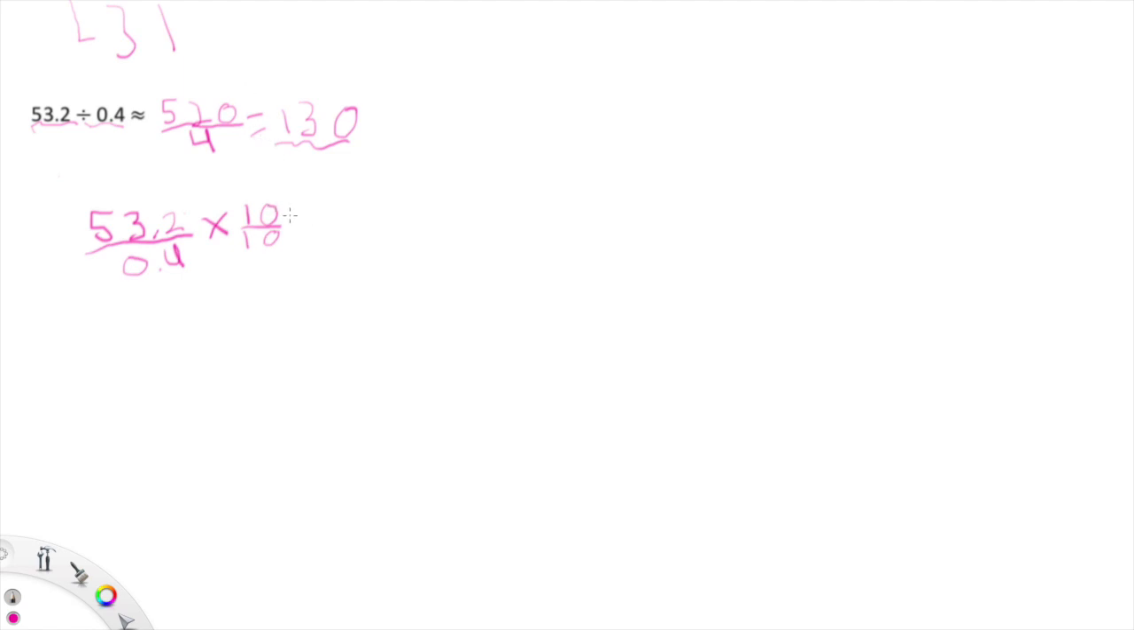And then that's going to equal 532 over 4, because if you do it on a place value chart, 10 moves the digits over this way by 1, so the decimal goes over here and the decimal goes over here. And now we have to do 532 divided by 4.